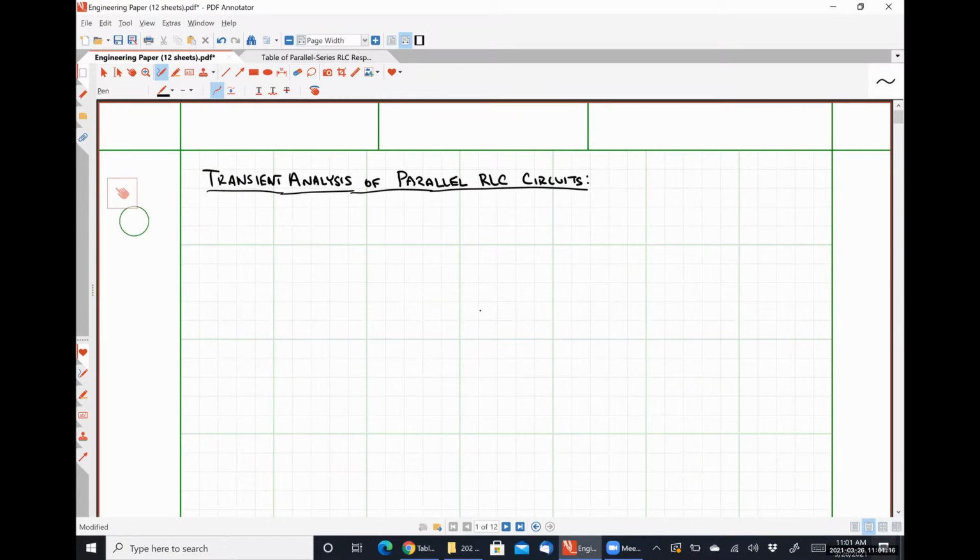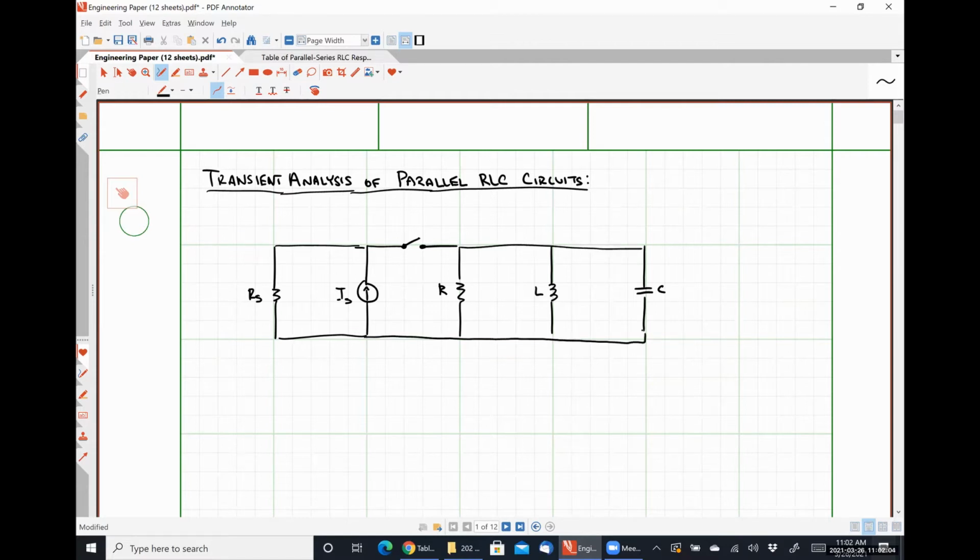So let's say that we have a circuit that looks like this. We have some current source, I'm just going to call this IS. I'm going to call this RS. And then I have a resistor, an inductor, and a capacitor, all connected in parallel like so. I did remember to unmute myself, okay? And at t is equal to 0, our switch opens.